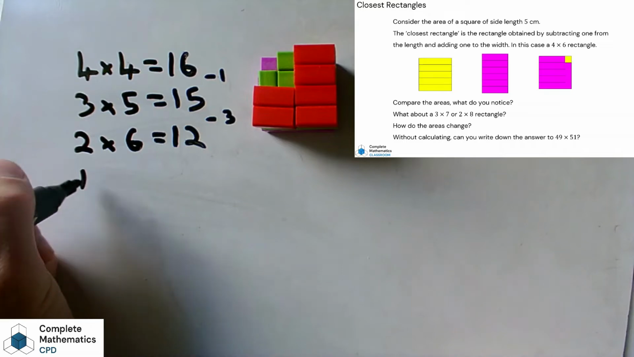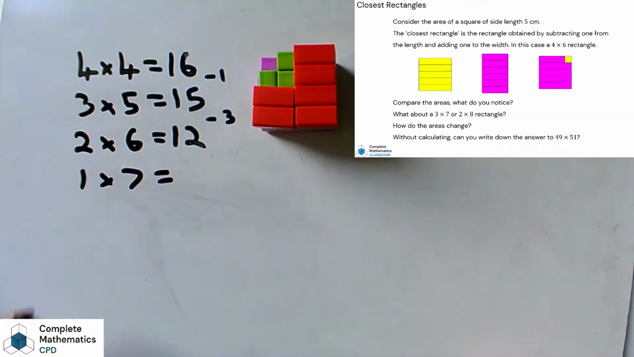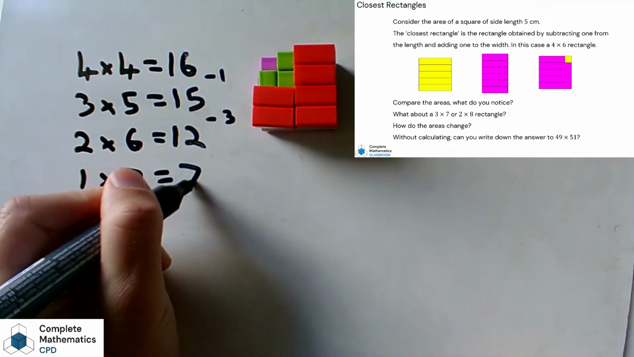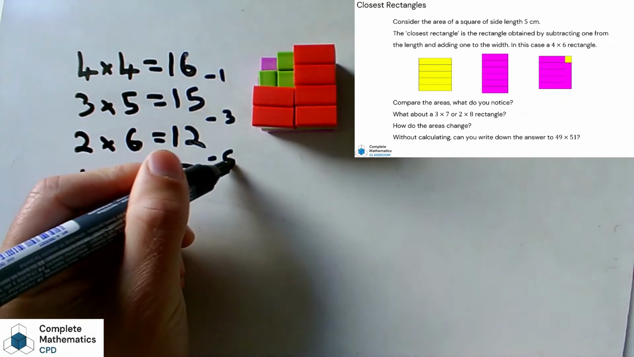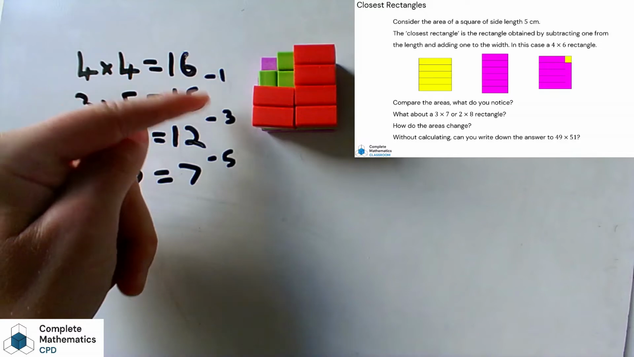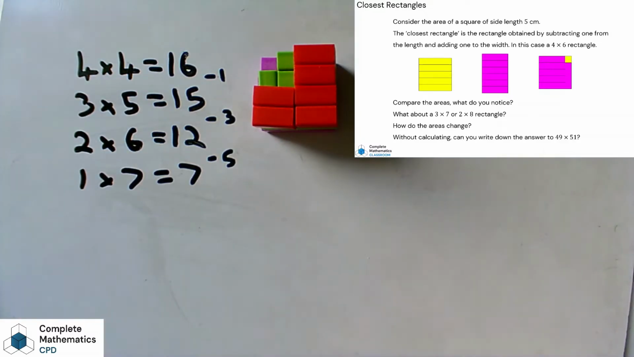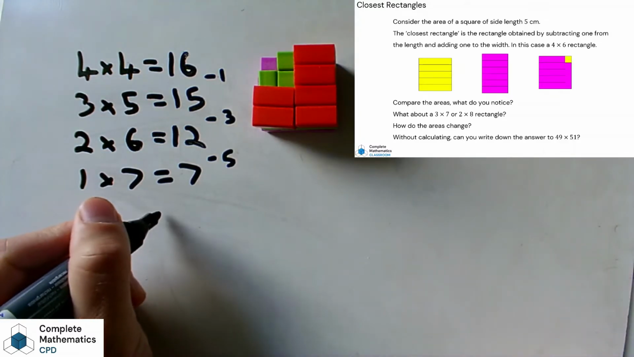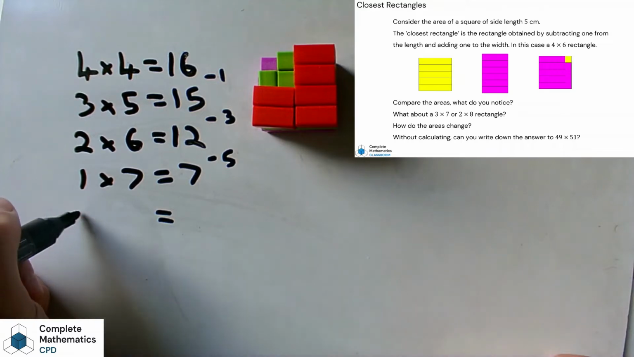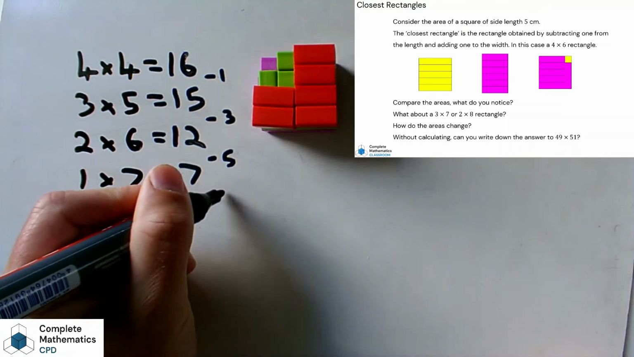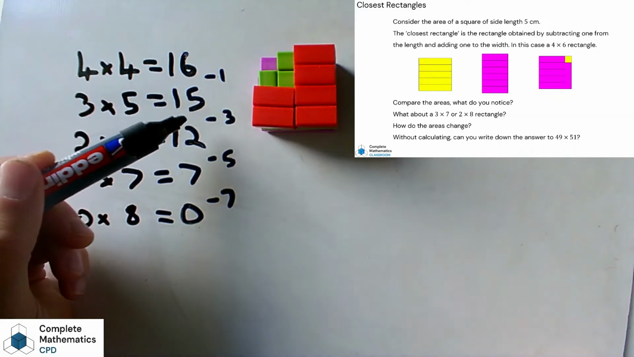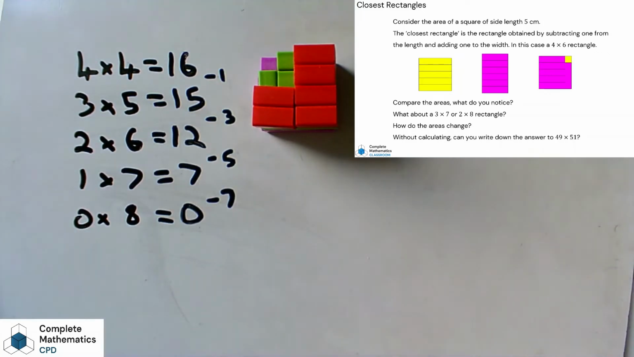So let's carry on. So 1x7 will be the next one, which has an area of 7. And now we start to see this pattern forming nicely. Now it's subtract 5, so we can make these conjectures. The next one is probably going to be minus 7. Now we're into the realms of interesting discussion. Is a 0x8 even a rectangle? Well, of course it's not, but it still does follow the pattern. It would have an area of 0, and that would be minus 7, which does follow this pattern going on.